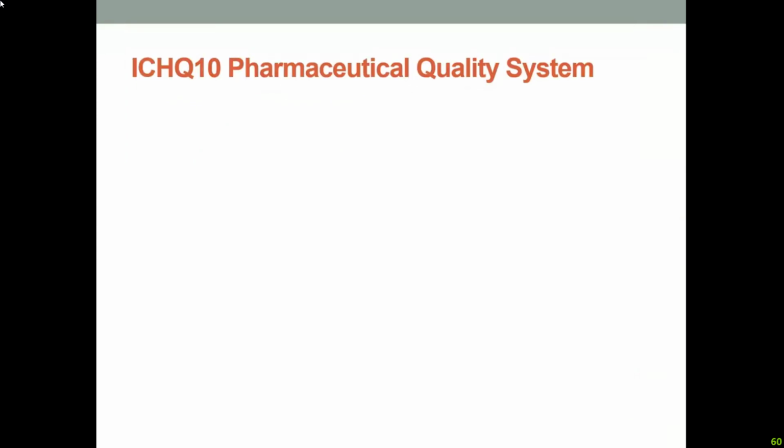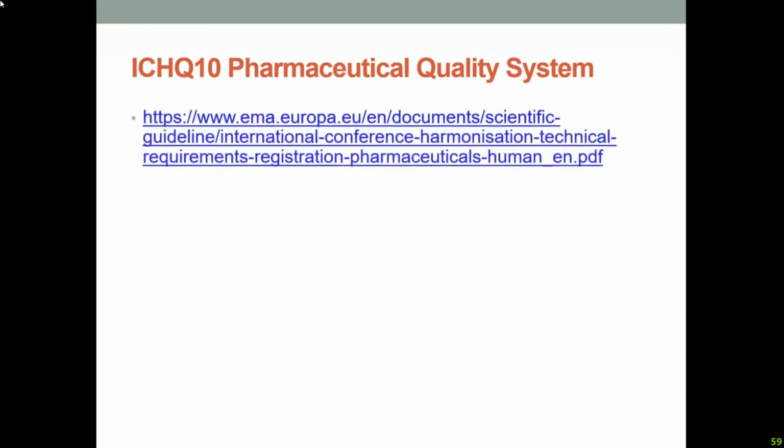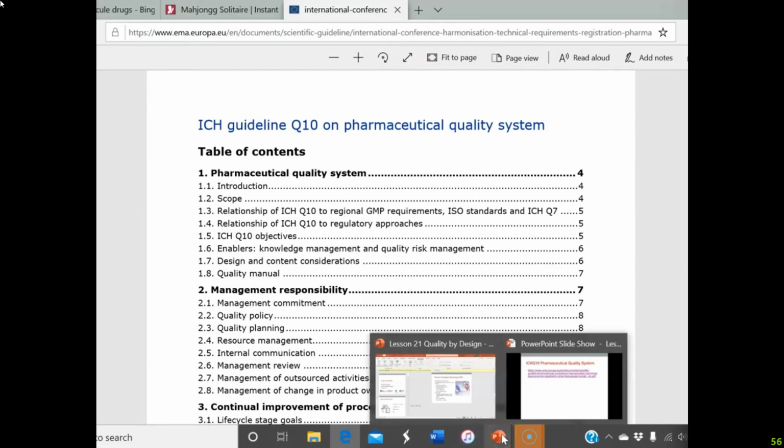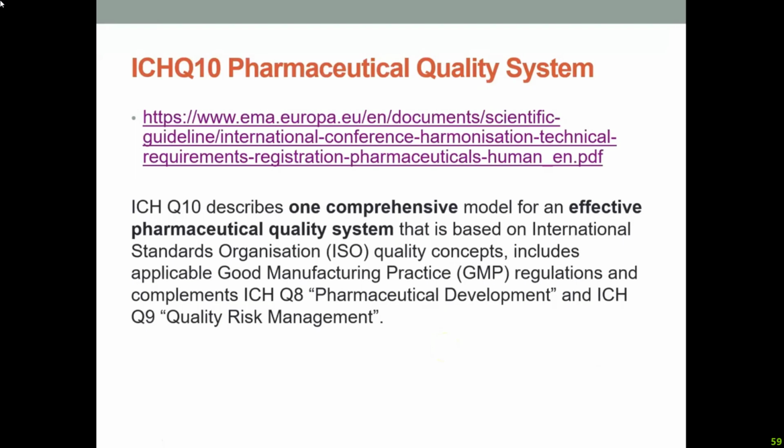ICH Q10 then, just to give you an overview of it, is the pharmaceutical quality system. If we click on our link here, you can see the ICH guideline on Q10. The link to this is also in your appendix. It would be a very good idea to have a look through it and have a read of it so you understand the content. ICH Q10 describes one comprehensive model for an effective pharmaceutical quality system. It's based on the ISO quality concepts, the International Standards Organization, and it includes the applicable GMPs as we know them now, and it complements the ICH Q8 and Q9, quality risk management and pharmaceutical development as well.